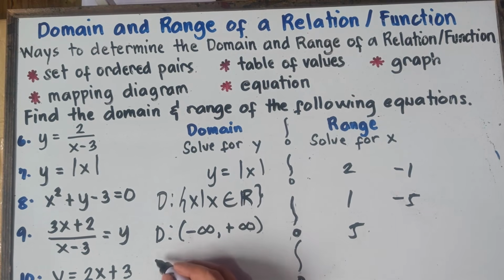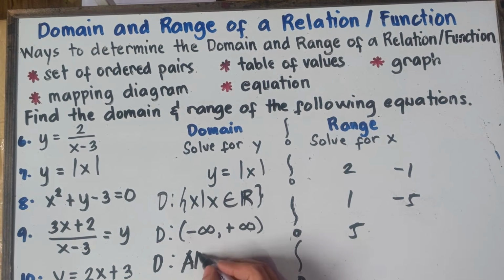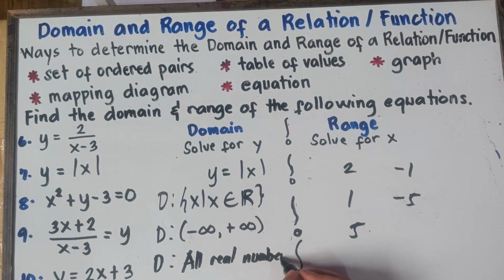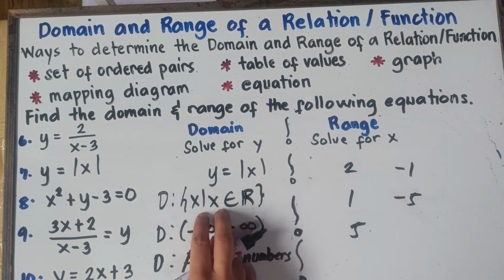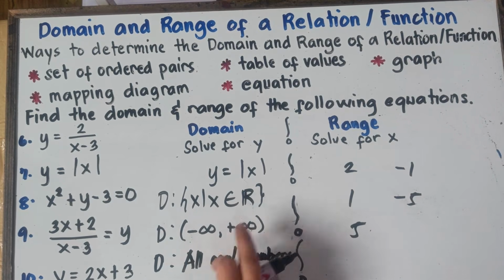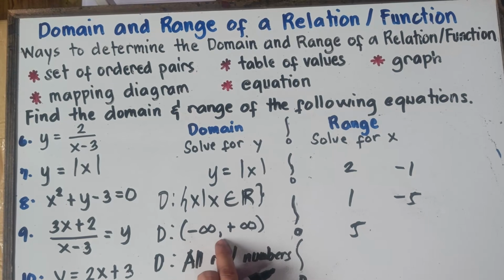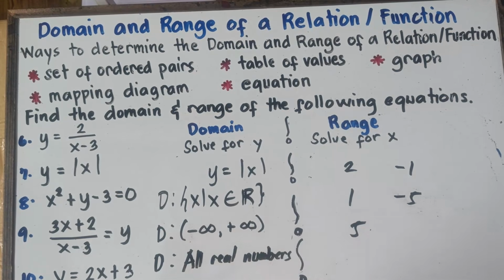Or we can have this one, the domain would be all real numbers. Any of these three, class, are acceptable. You can have set builder notation: the domain is the set of all x such that x is an element of real numbers. Or interval notation: parentheses, negative infinity, comma, up to positive infinity. Or the domain would be all real numbers.